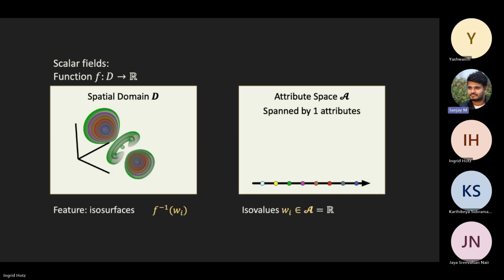But to explain the idea behind it, I'd like to start with a scalar field and what an isosurface actually is. Here you have a spatial domain, and now you see isosurfaces. It's actually some density distribution in a molecule. On the right side, you see the attribute space, which is one-dimensional. Every one of these dots represents one isovalue that is shown here as these nested isosurfaces. And what we have here is an isovalue, and these surfaces are just the pre-image of this isovalue.